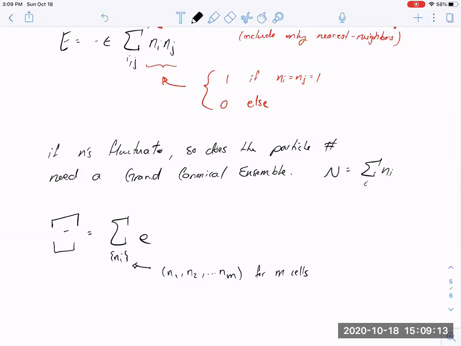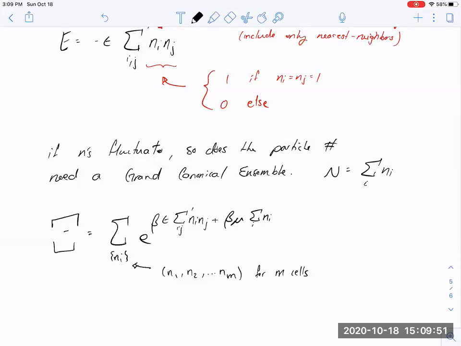And now as a grand canonical ensemble, I have an energetic contribution, which gives me a beta epsilon restricted sum over i and j, plus a beta mu sum over Ni for the total number of particles in the system. All right, so that's the grand canonical partition function for the lattice gas.